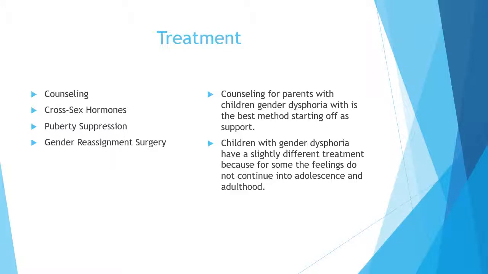Finally, we have treatments for people who have gender dysphoria. Counseling, cross-sex hormones, puberty suppression, and gender reassignment surgeries are all among the types of treatments people can receive. Please note that counseling for parents of children with gender dysphoria is the best method, starting off as support. Children with gender dysphoria have a slightly different treatment because some of the feelings they have as a child may not be congruent with how they evolve into adolescents and adults.